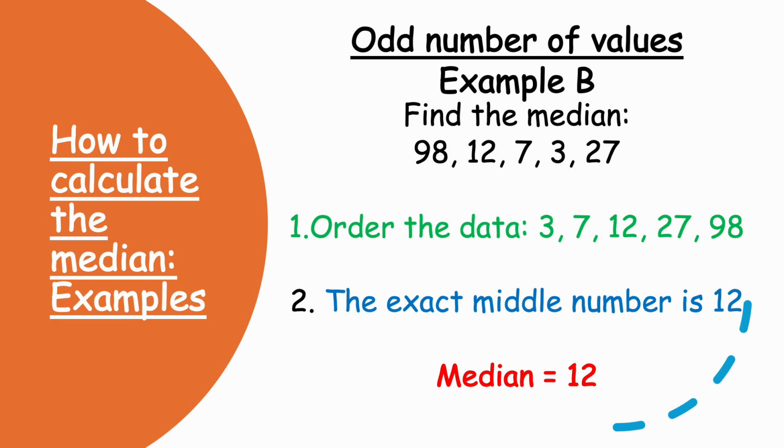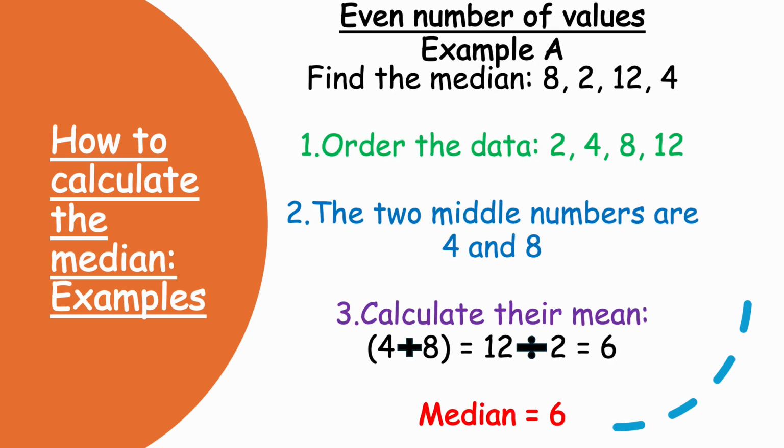How to calculate the median? Examples. Odd number of values. Example B. Find the median. 98, 12, 7, 3, 27. Step 1. Order the data. 3, 7, 12, 27, 98. Step 2. The exact middle number is 12. The median equals 12.